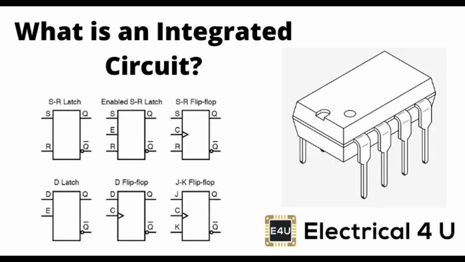Memory storage in the context of integrated circuits refers to the ability of these circuits to store and retrieve data. There are various types of memory storage technologies used in integrated circuits, each with its own characteristics and applications. Here are some key aspects of memory storage in integrated circuits. 1. Random access memory, RAM.